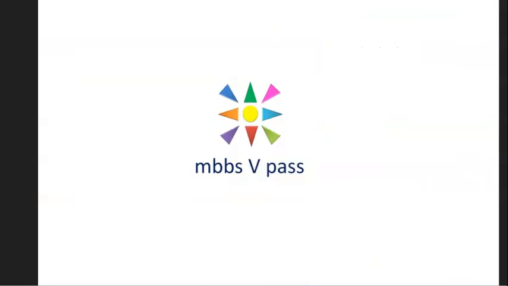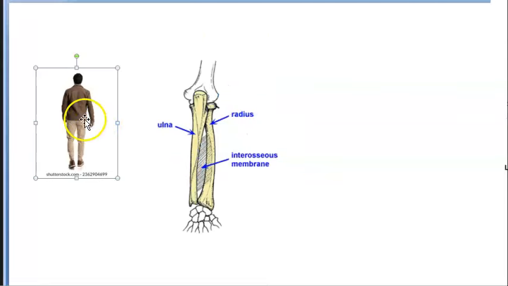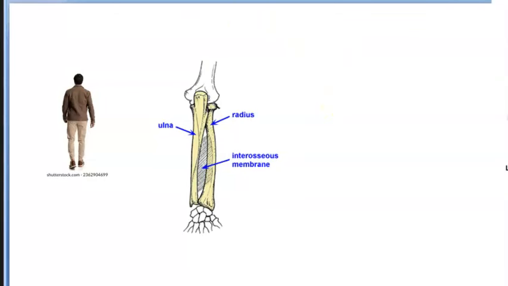So where is the posterior interosseous nerve? Obviously posterior, that is the backside of you, right? Look at the backside of your forearm, that is this side here. What do you have in the forearm backside? You have the radius and the ulna, right? Radius you have laterally and ulna you have medially. This is the posterior view, remember.